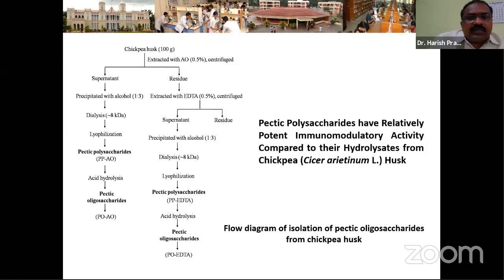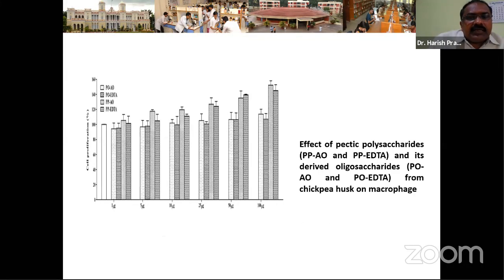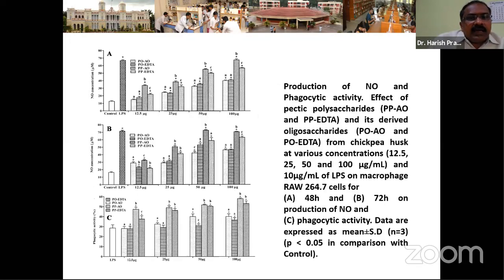When we started doing immunomodulatory activity for both the pectic polysaccharide and pectic oligosaccharides, we checked the proliferation of macrophages with the RAW cells. Proliferation was moderately a little high, but not exuberantly high. So cell proliferation was there, and especially the pectic polysaccharide component was giving more when compared to oligosaccharides.